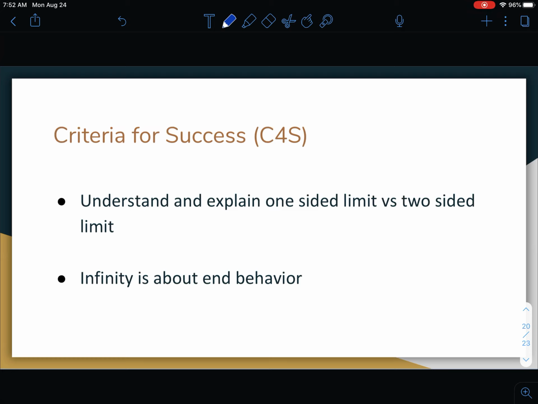Okay, go ahead and write down your criteria for success. Understand and explain one-sided versus two-sided limits. And please remember that infinity is about the end behavior.